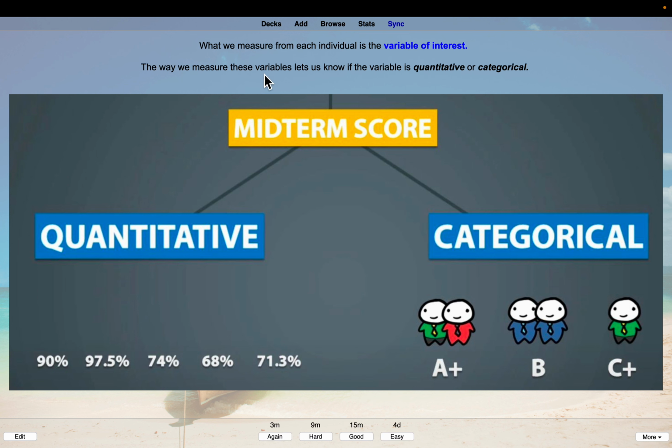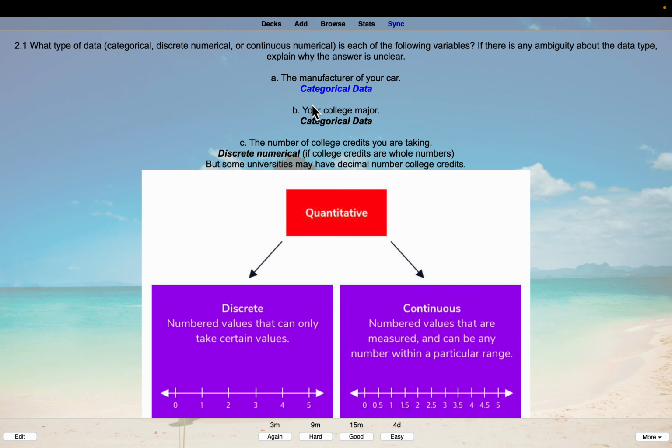What we measure from each individual is the variable of interest. Well, the way we measure these variables lets us know if the variable is quantitative or categorical. For quantitative, we have this. Categorical, A plus, B, and C plus, stuff like that. Categorical data is the manufacturer of your car. Your college major is also categorical data. The number of college credits you are taking is discrete numerical.